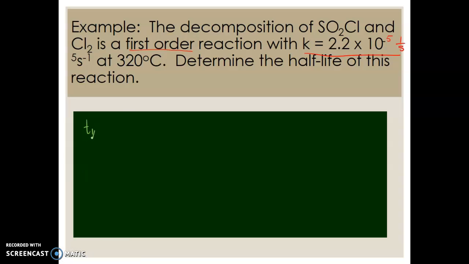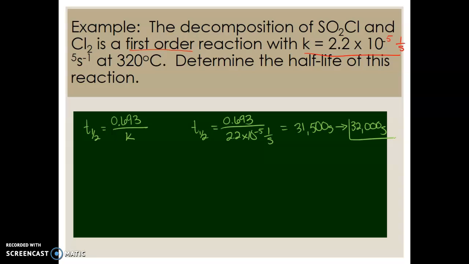So t1/2 is equal to 0.693 divided by the rate constant. Since we know the rate constant, we can just plug this straight into the equation: 2.2 times 10 to the negative fifth per second. When we do that calculation, we get 31,500 seconds. Now we have 3 sig figs and 2 sig figs, so I am going to round this to 32,000 seconds for the final answer.